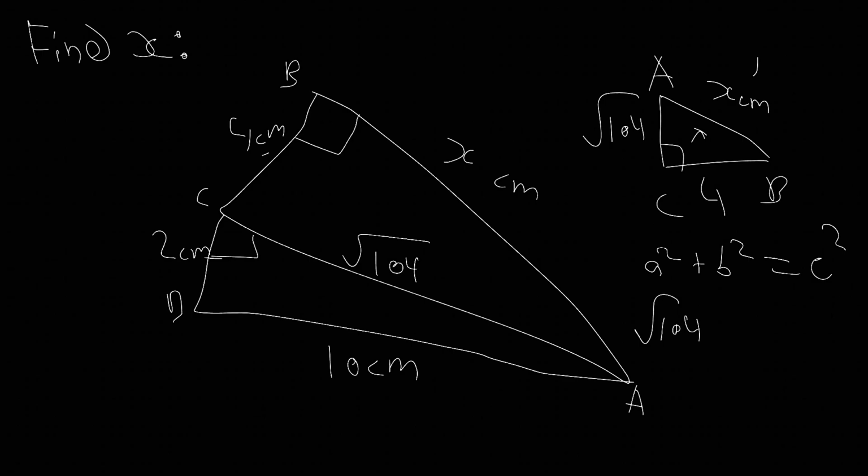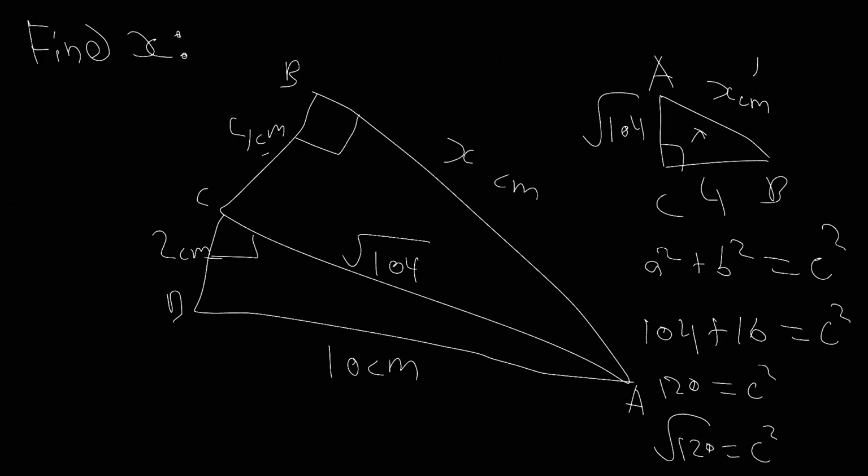So root 104 squared, or you can just write it as 104. So 104 plus 4 squared, which is 16, is equal to c squared. So 104 plus 16 gives me 120, and that is equal to c squared. So root 120 is equal to c, which is equal to x centimeters, and that is my final answer.